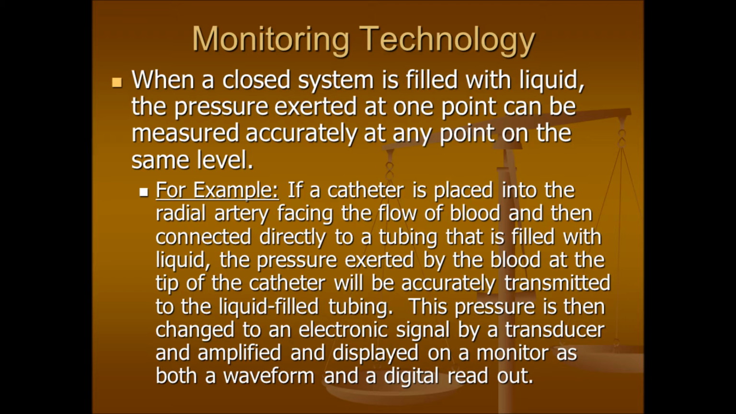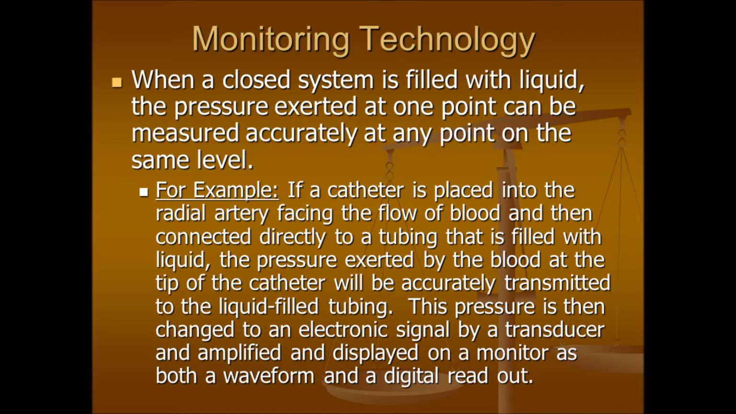So with these particular monitor systems that have an indwelling catheter, you have to have a closed system that is also filled with liquid to mimic what's actually going on in the body. So the pressure that is exerted at one point can be measured accurately at any point on the same level. So if a catheter is placed into the radial artery facing the flow of blood, then connected directly to a tubing that is also filled with liquid, then the pressure that is exerted by the blood at the tip of the catheter in the body will be accurately transmitted to the fluid-filled tubing.